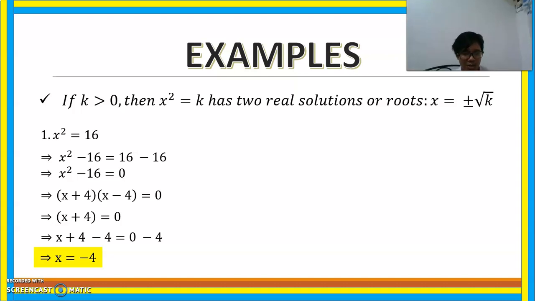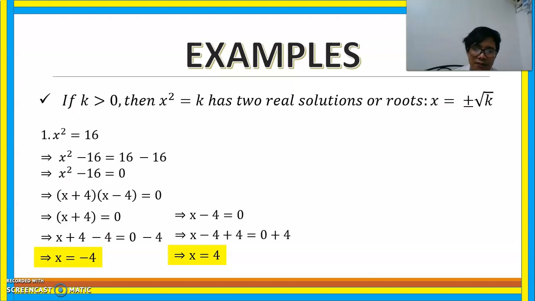Now, let us proceed to the other factor, which is x minus 4, and equate it to 0. This time, let us apply APE, so add both sides by positive 4. Therefore, we have x equals 4. So we have two real numbers, and what are those? Negative 4 and positive 4. That is the process if you are going to apply the factoring method.